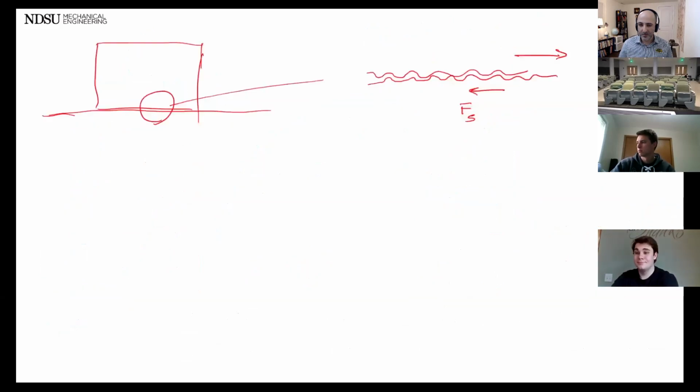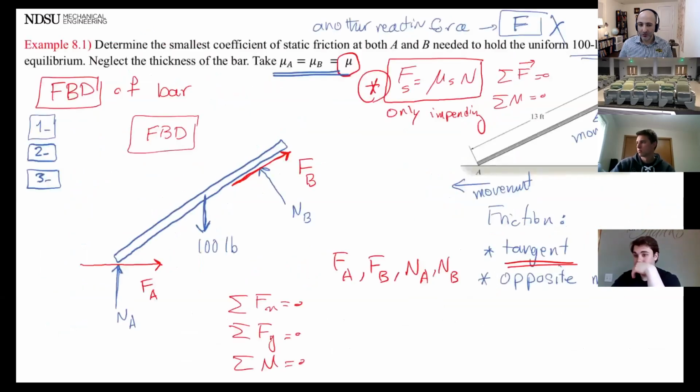Okay. So let's get back to this problem. I know it was kind of quick and rushed towards the end, so I'll go over it one more time and make sure everyone understands what is happening. So this problem said there's a bar with a uniform weight of 100 pounds and it's just sitting on an edge, kind of like at point A and B. Find the minimum, does it say minimum? Yeah, the smallest coefficient of static friction. And it says assume that both point A and point B have the same coefficient of static friction. Okay, so same material, everything's the same condition.